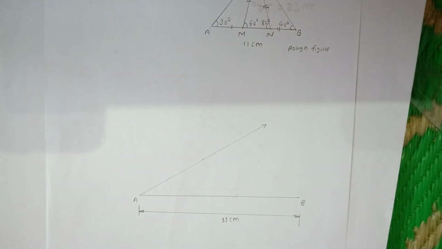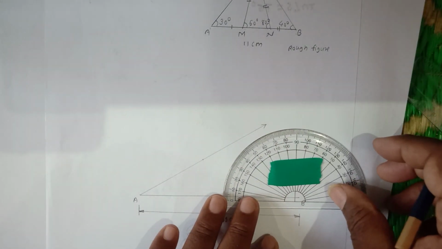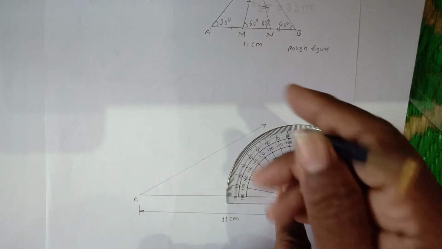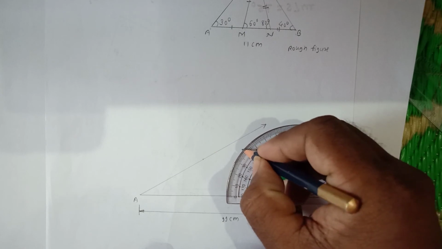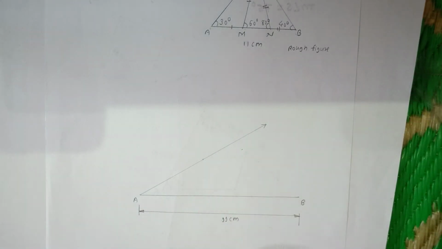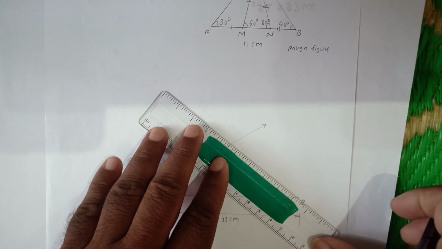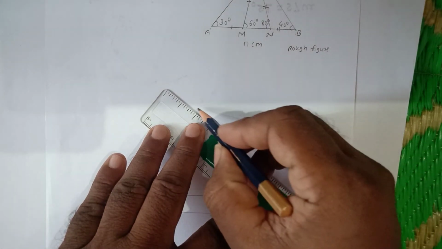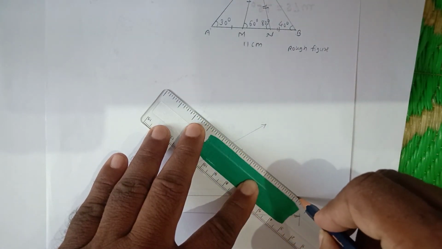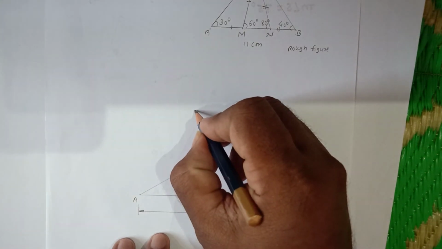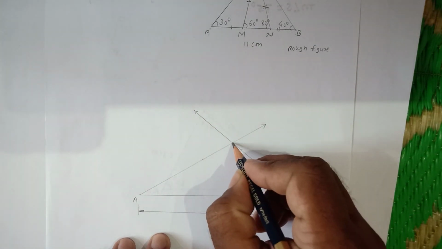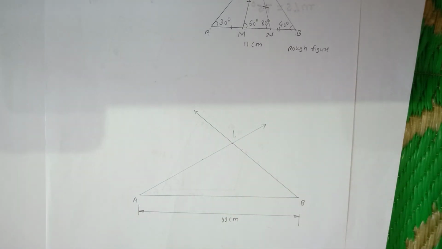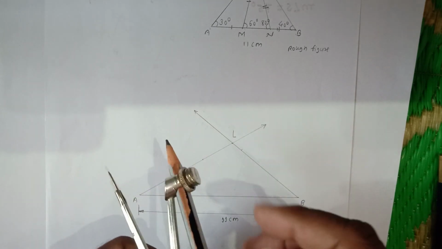Now draw the ray at point B making an angle 40 degree. In this way. These two rays meet at point L. This is L point.